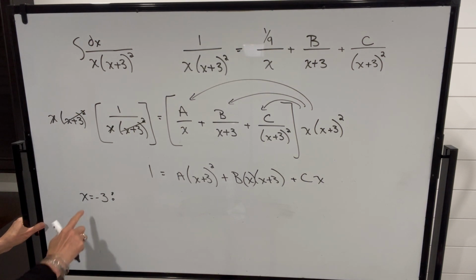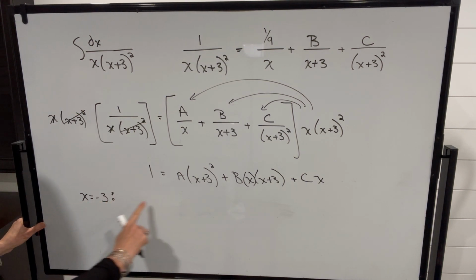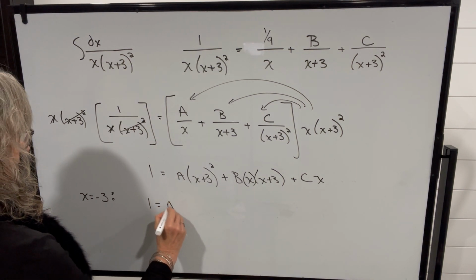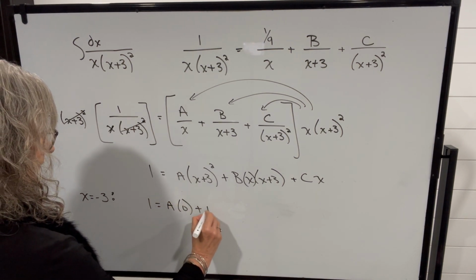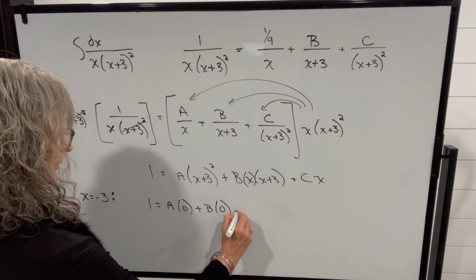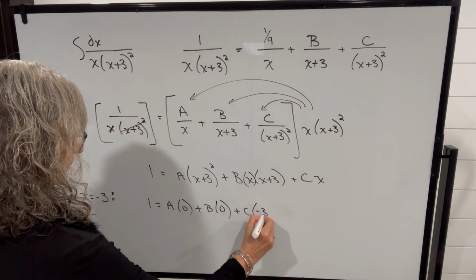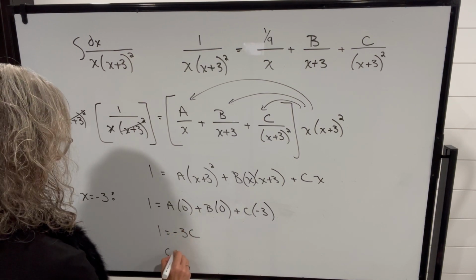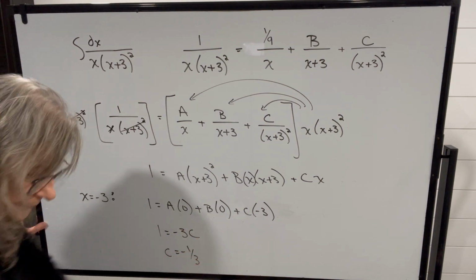The next number we're going to choose for x is negative 3, because that will make that 0 and that 0. So we plug that in. And we get c equal to negative 1/3.